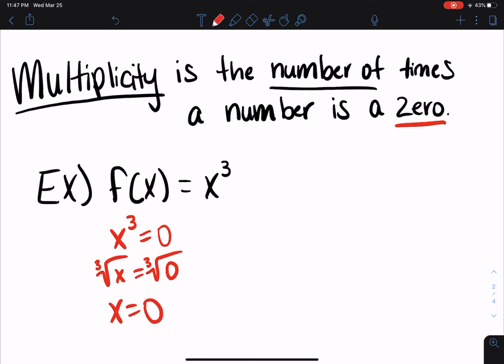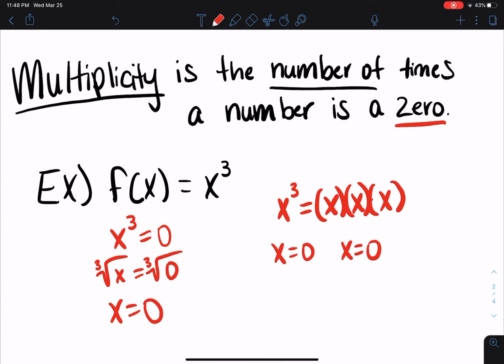It equals 0 several times. We can see that by saying that x to the 3rd is the same as x times x times x. So I can essentially rewrite this as x times x times x. That means I can set each of these factors equal to 0. So I can say x equals 0, x equals 0, and x equals 0. So really our answer is x equals 0. We don't have to write it 3 times.